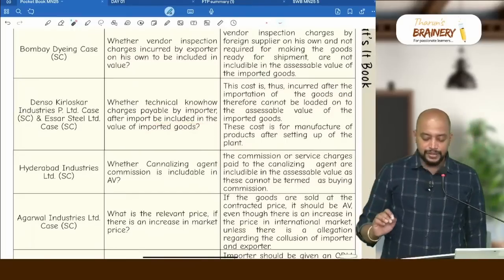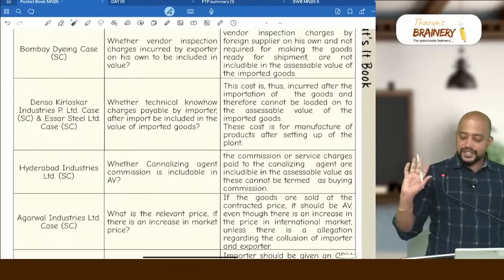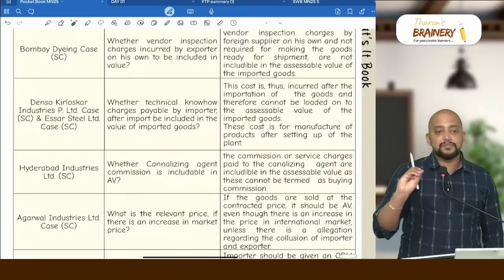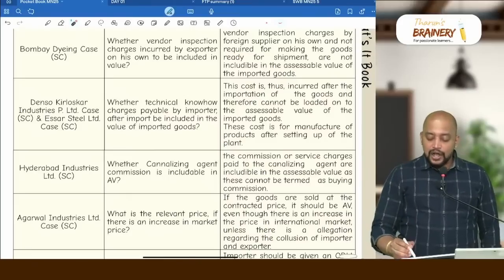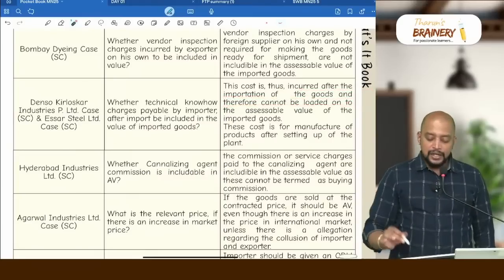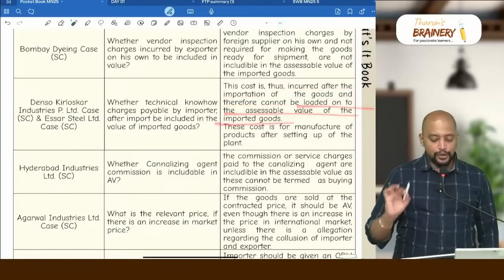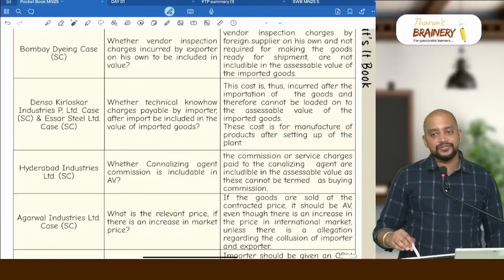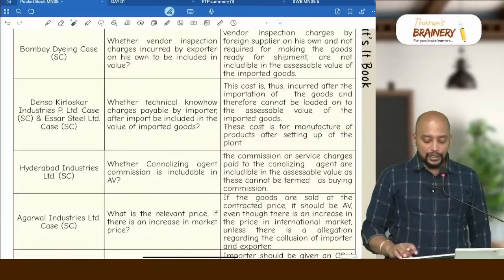the imported goods. See, first of all, after import will be included only if it is as per the contract. The cost is thus incurred after the importation of the goods and therefore cannot be loaded onto the assessable value of imported goods. This cost is for manufacture of products after setting up of the plant. So that's why we should not include it.